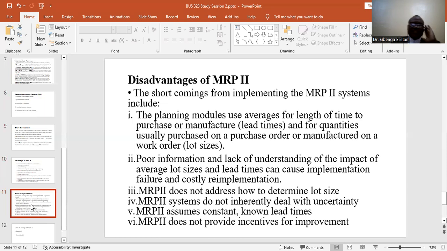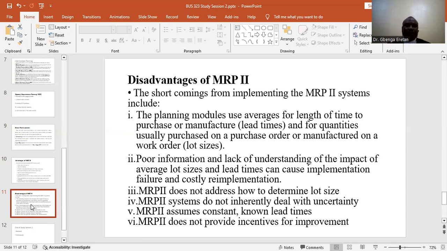What are therefore the disadvantages or the constraints of MRP 2? Now, these are some of the constraints or disadvantages of MRP 2. Short-term shortcomings from the MRP 2 system may include the following. Number one, the planning module uses an average length of time to purchase or manufacture, the lead time, and for quantity usually purchased on a purchase order or manufactured on a work order lot size. Number two, poor information and lack of understanding of the impact of average lot size.